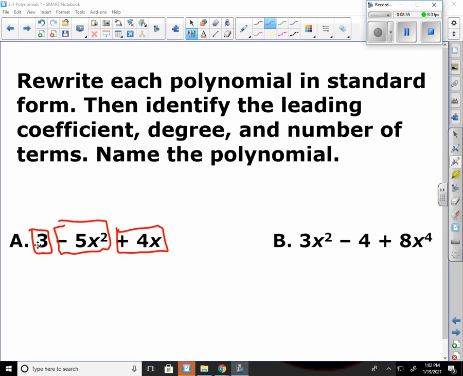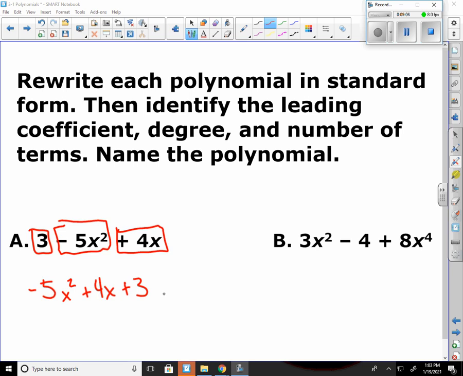So here I had 3 minus 5x squared plus 4x. So I'm going to go with the highest degree first. So that's negative 5x squared, then plus 4x plus 3. If I look at my exponents, I should see that it's 2, 1, and 0. There's no x here, which tells us it has an exponent of 0.